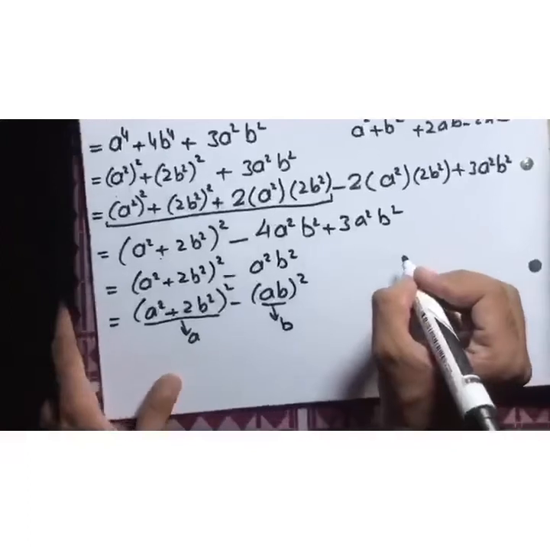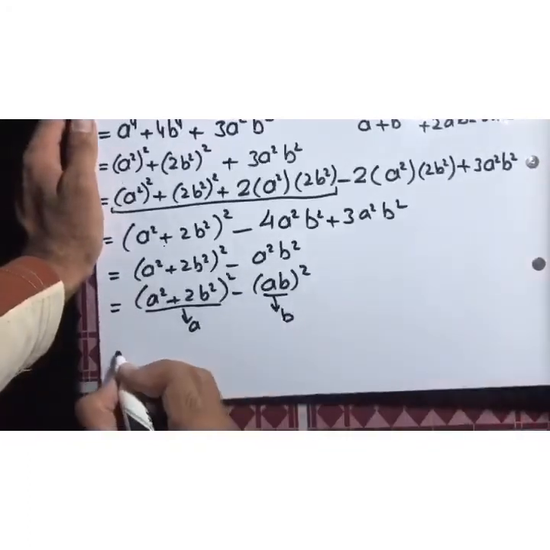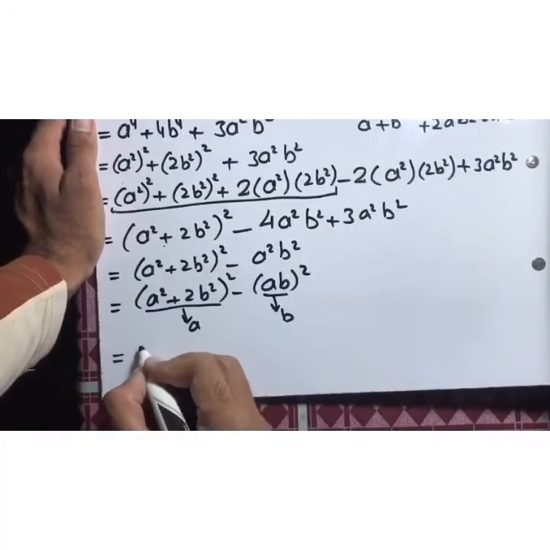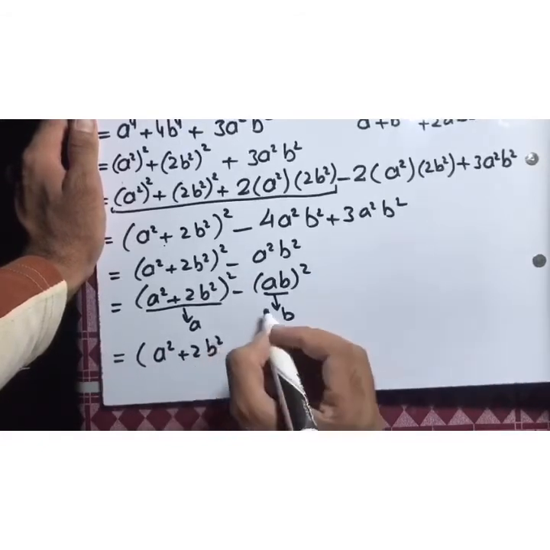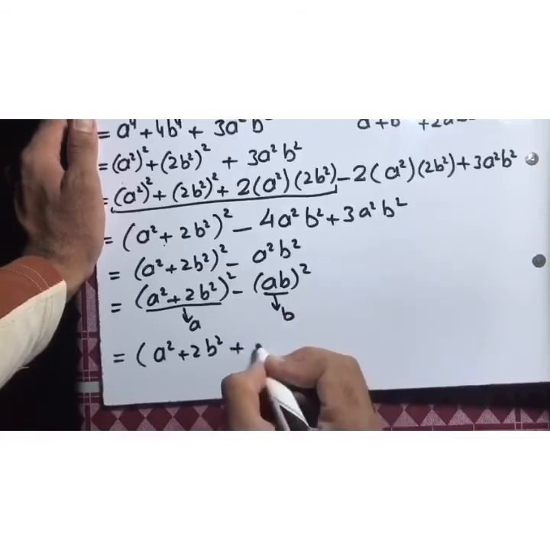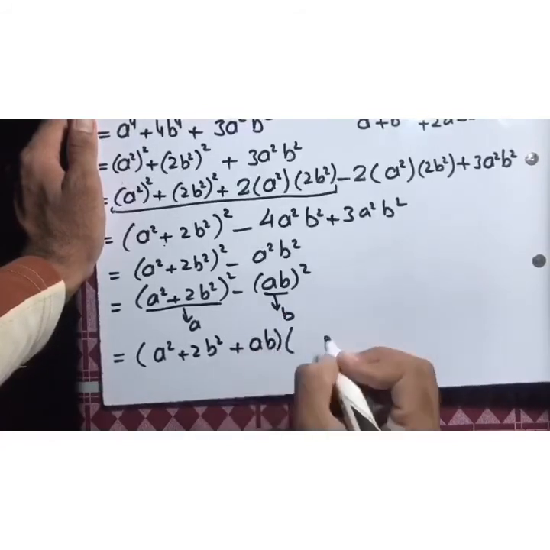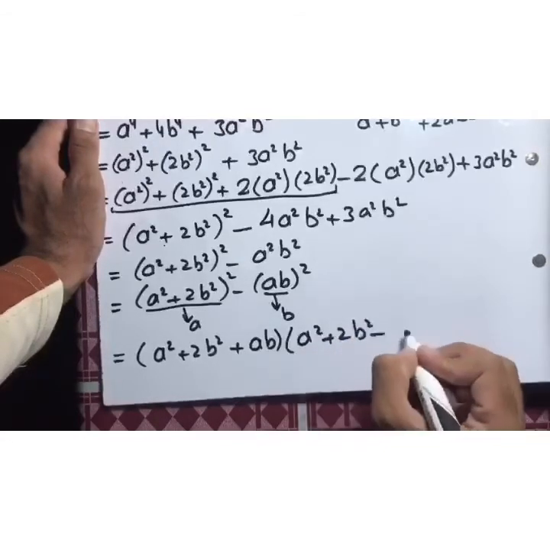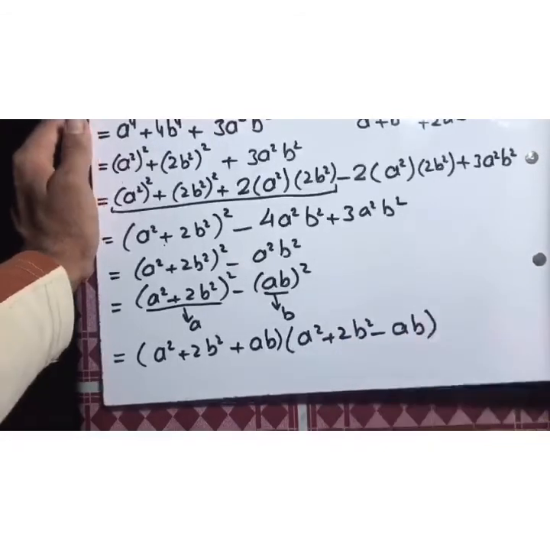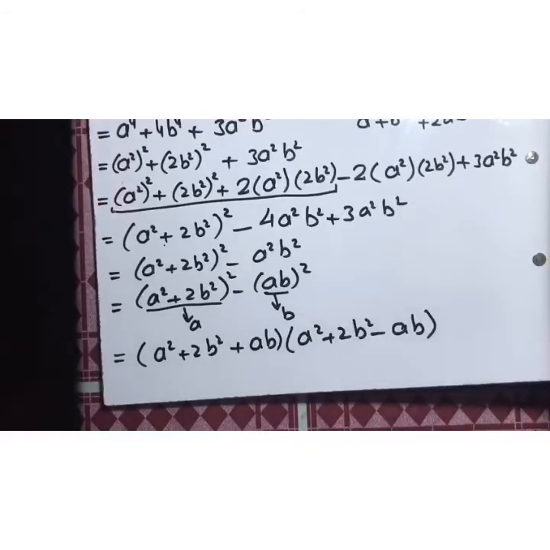You know the formula of a square minus b square, so I open it directly. Here we get a square plus 2b square. One time we write b as a positive, so I write plus ab, and one time we write b as a negative, so I write minus ab. So this is part number 3. Part number 4 is so easy, and part number 4 is based upon part number 2. Next we solve part number 5.